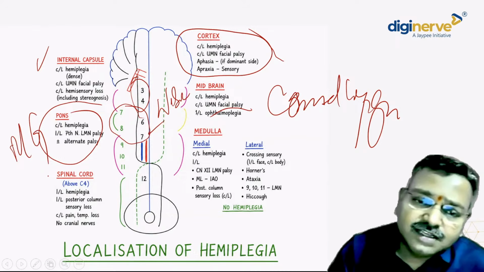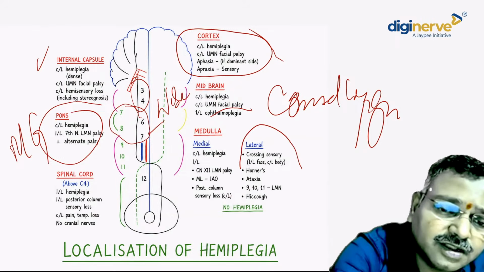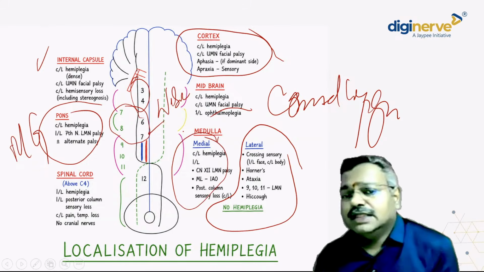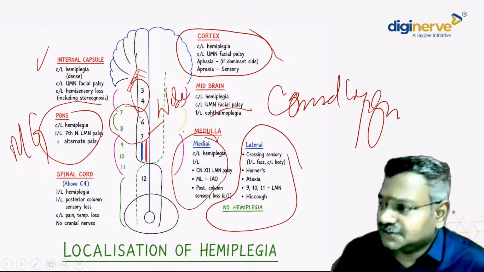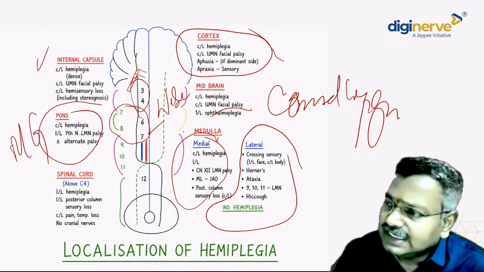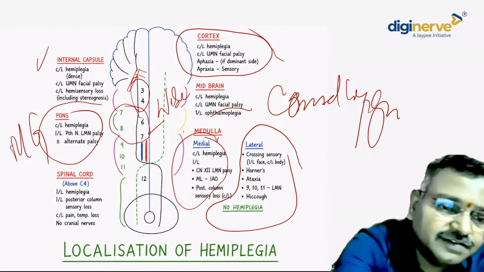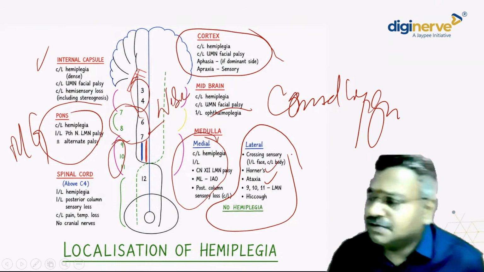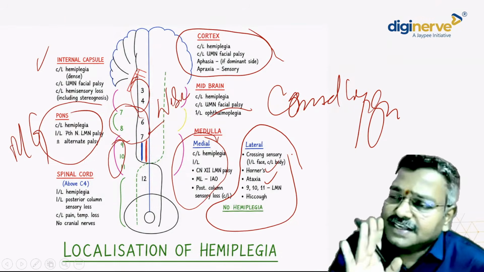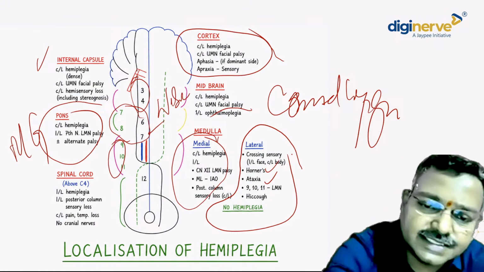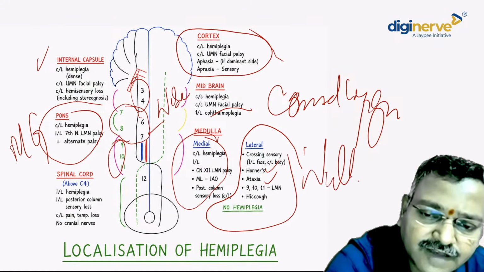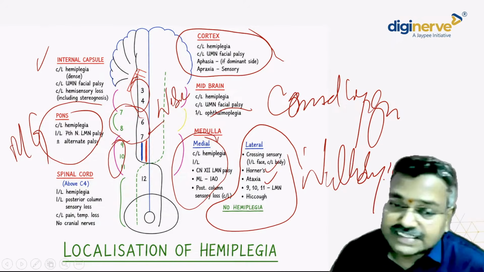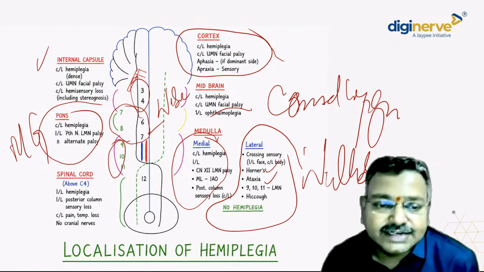Now in the medulla, you have two important syndromes, lateral medullary syndrome and medial medullary syndrome. Lateral medullary syndrome is a sensory syndrome, so motor weakness will not be there. They will have 9th, 10th, and 11th cranial nerve involvement, Horner syndrome, ataxia, and crossed sensory loss: same side face sensory loss, opposite side body sensory loss. This is the classical Wallenberg syndrome. A very common question asked: the posterior inferior cerebellar artery or the basilar artery is involved.